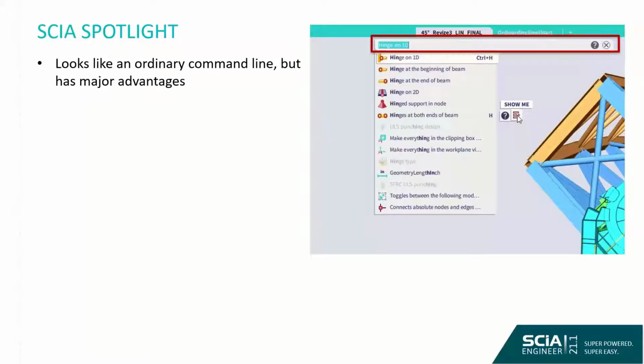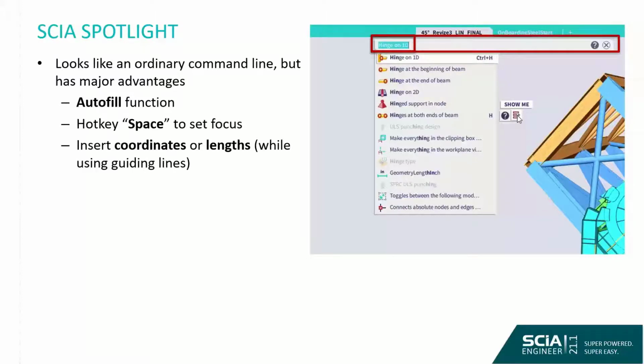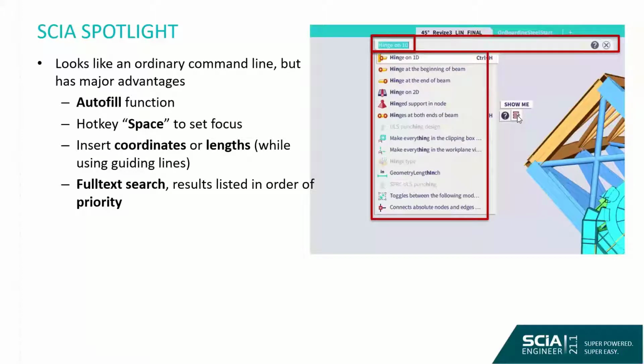Next in the top bar is the Spotlight, and this one actually looks like an ordinary command line, but has some major advantages that I'm going to cover. First, you don't need to be exact, well, to a certain level, when using the Spotlight. You just start writing a word, and there is the autofill function, and also the full text search. So if you are, for example, looking for hinges or anything really, and you know at least how a part of the command is called, you are able to get very quickly to the command that you want to use.